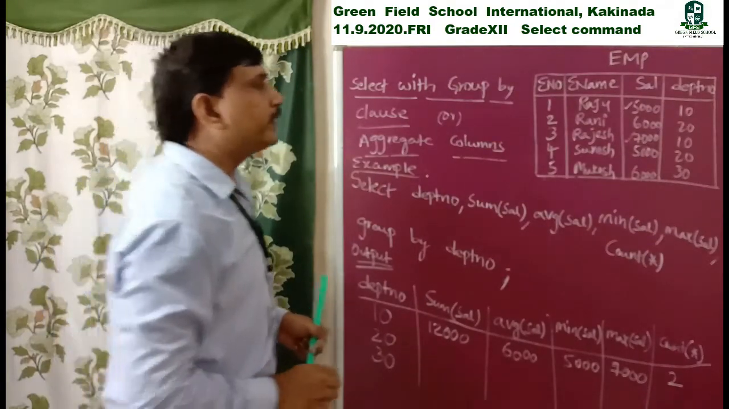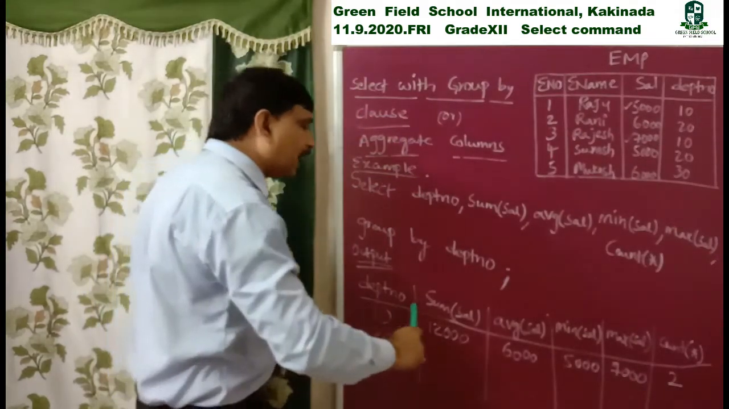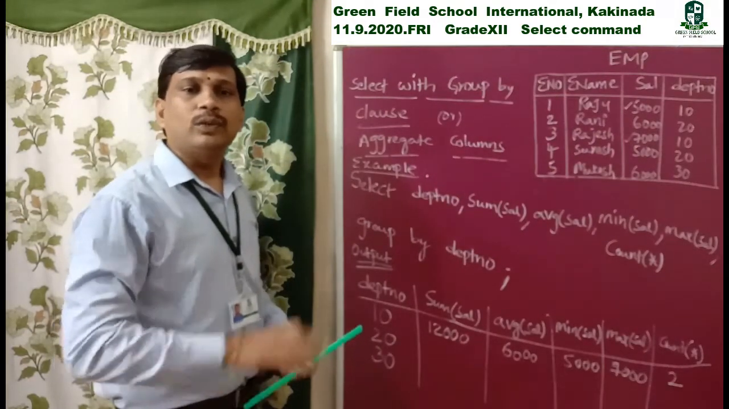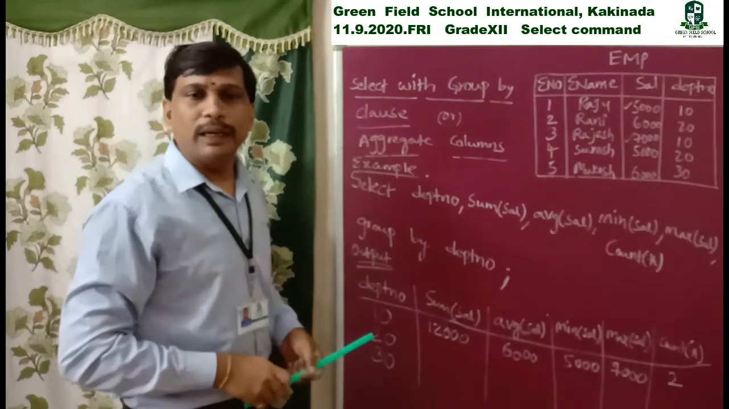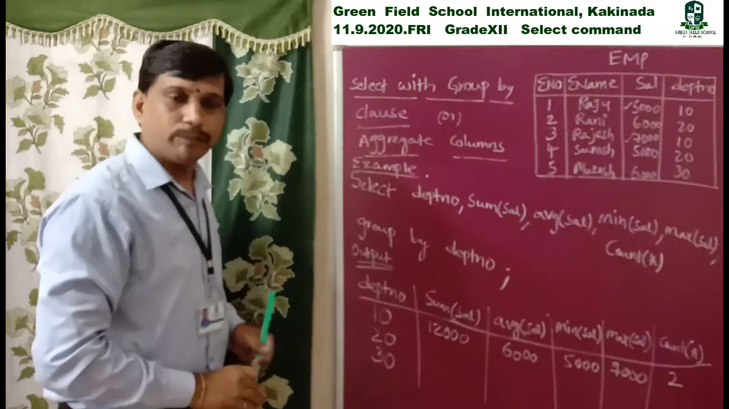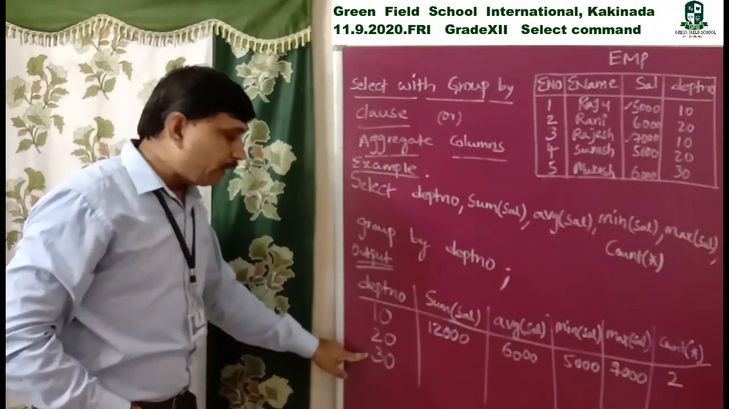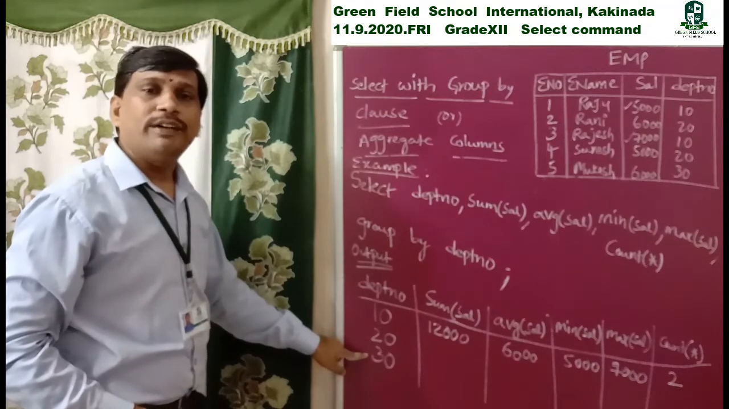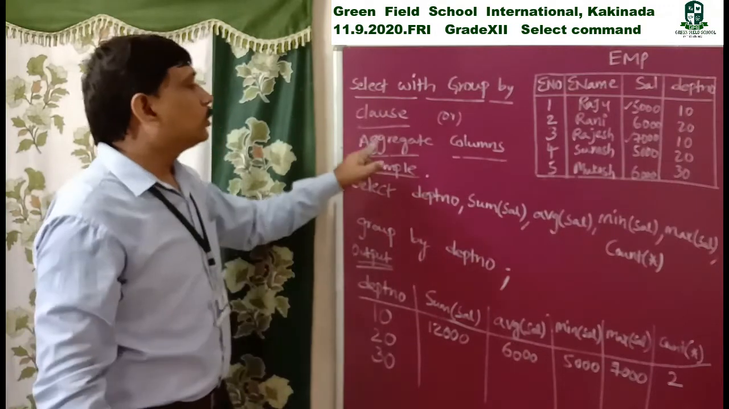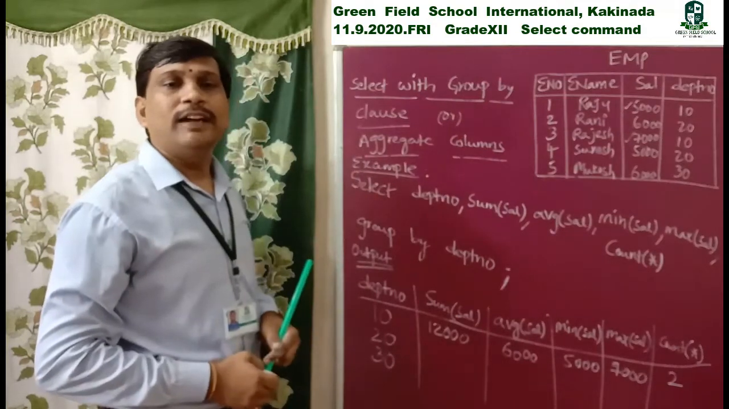Next, coming to the 20th department. Up to now I calculated only the 10th department. So I calculated all these values for the 10th department. Like that I calculate for the 20th department and the 30th department also. The entire table can be calculated by using three different department numbers. So this table can be divided by department. Divided means here grouping. I calculate aggregate values.